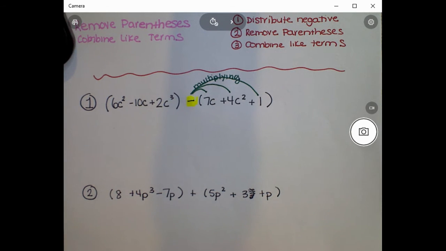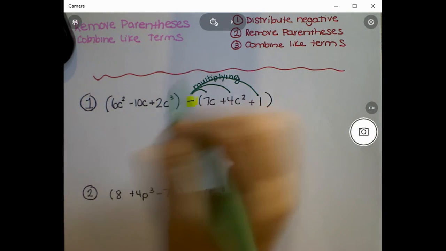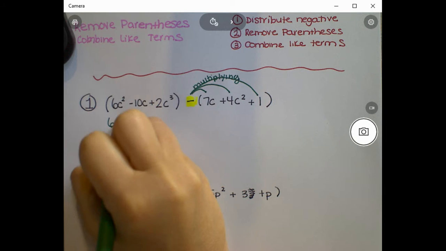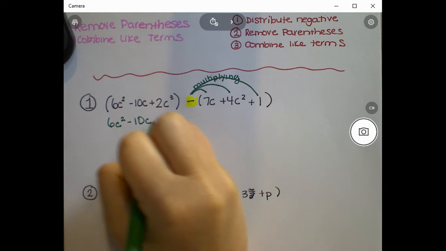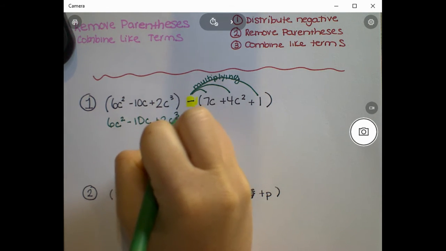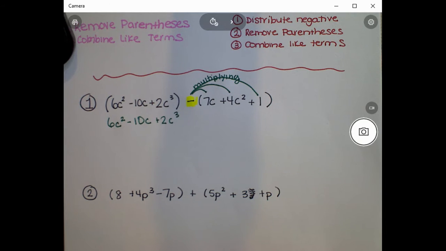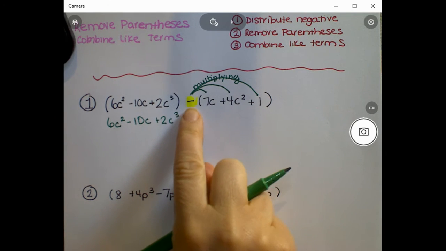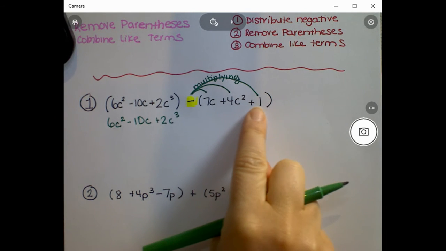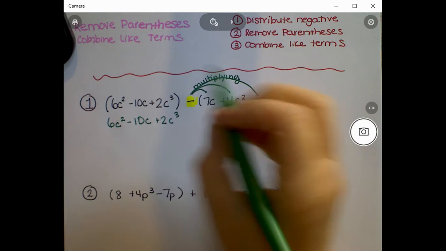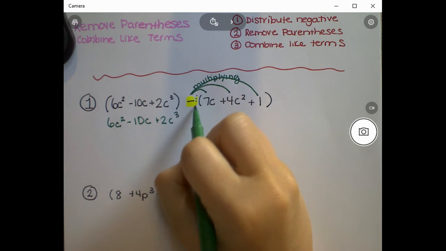All right, so this first set, we're just going to remove the parentheses from the first polynomial because nothing changes in that set of parentheses. But once you get to that negative, anything in the parentheses afterwards is affected. This is essentially a negative 1.